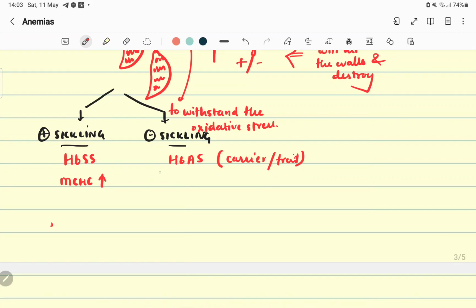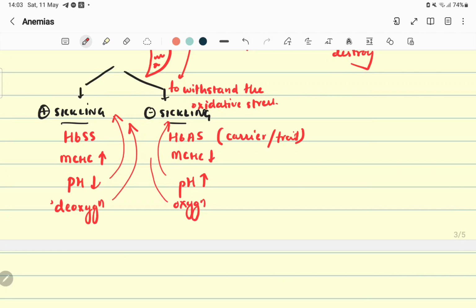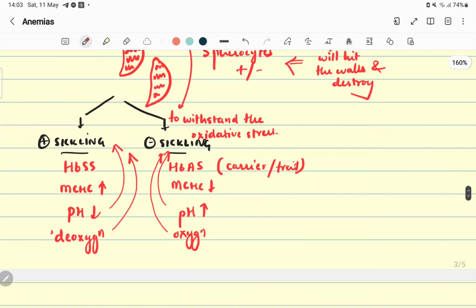MCHC increase will promote sickling. MCHC decrease will inhibit sickling. pH decrease will increase sickling, and pH increase will decrease sickling. Understood? Deoxygenation will promote sickling. Oxygenation will inhibit sickling. So these are a few of the factors. And just know that sickling is a reversible process.